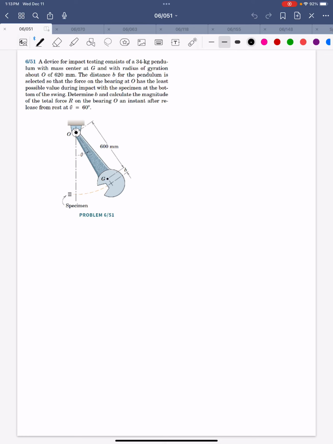Okay, so a device for impact testing consists of a 34 kilogram pendulum with a mass center G, with radius of gyration about O given. So the radius of gyration is just related to the moment of inertia, I_OZZ, as such.